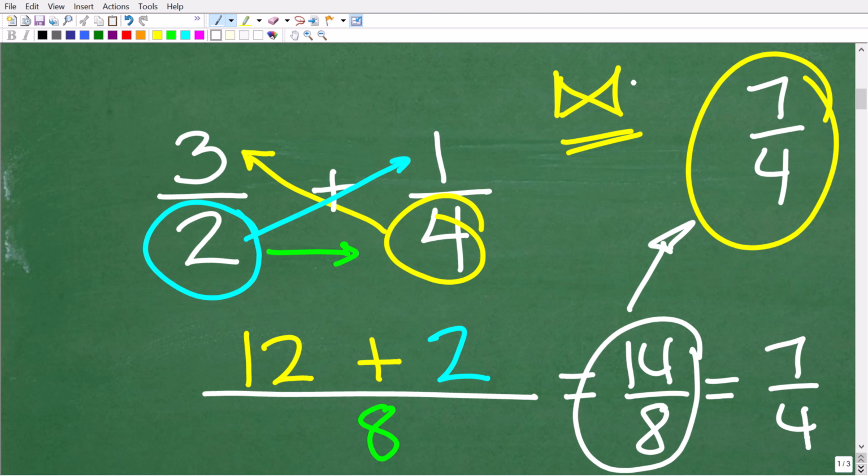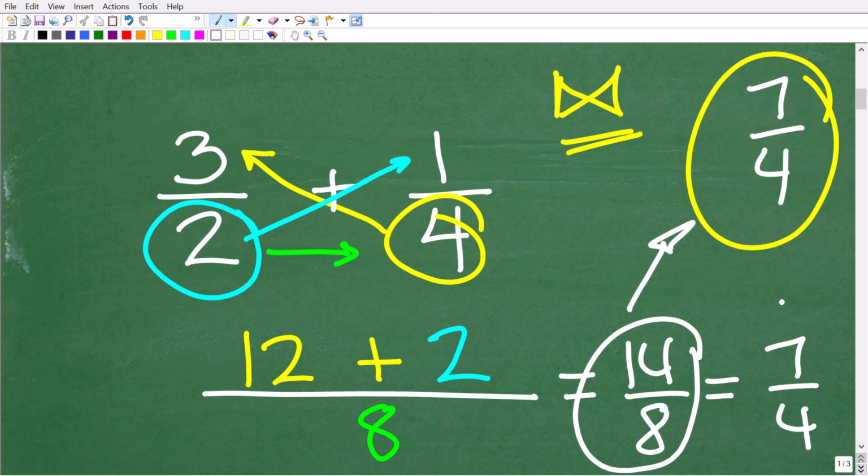So the only drawback with this particular method right here is sometimes you don't get a final reduced answer, but that's not a big deal. But sometimes you do need to reduce your final answer. But again, if you don't like finding the lowest common denominator, this method will work 100% of the time.